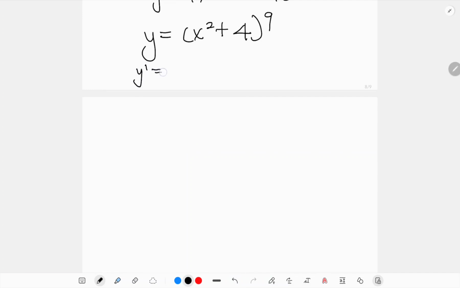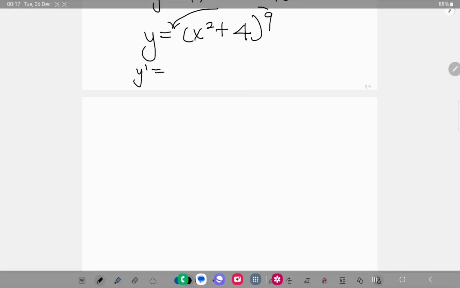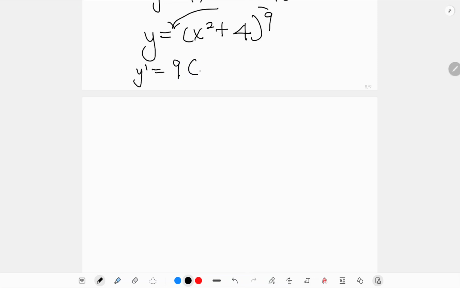So y prime of this, what you would do, you take the 9 down here, right? And then it will become 9 times x squared plus 4, leave this untouched, to the power 8, multiply by the derivative of the inside. So the derivative of the blue part, what is the derivative of the blue part? It's just 2x, right? So that's your final answer.